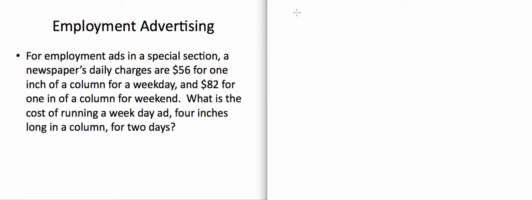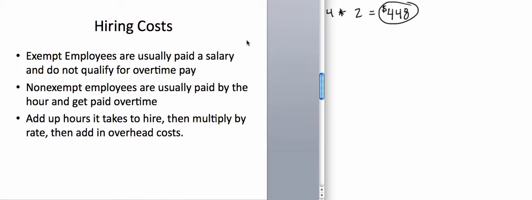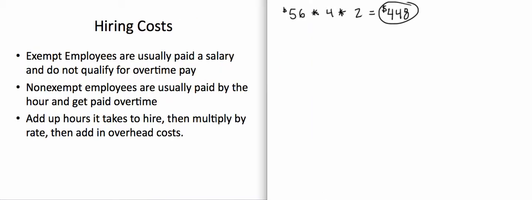So we're going to have the weekday charge, so that's $56. We're going to multiply that by how big the column is, and that's 4 inches. And then we're going to multiply it by however many days it shows up. In that case, it's 2 days. So when we take 56 times 4 times 2, we end up with an answer of $448. And that is how much it's going to cost to advertise our job.